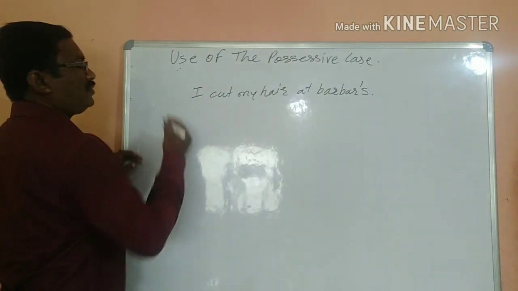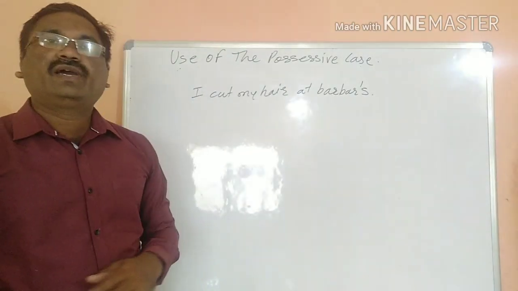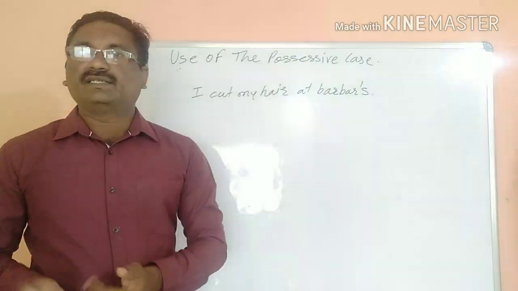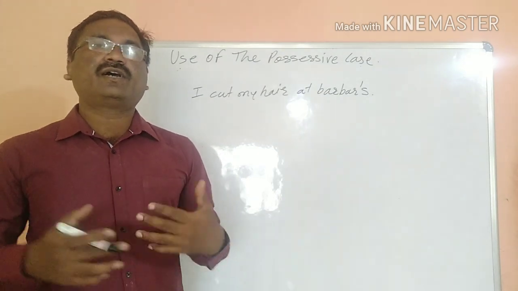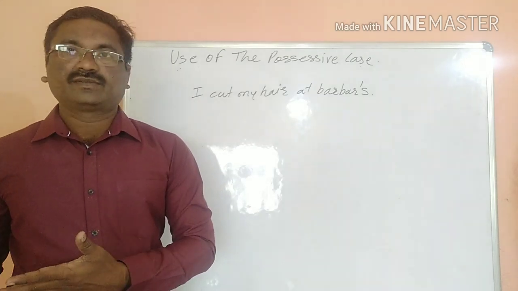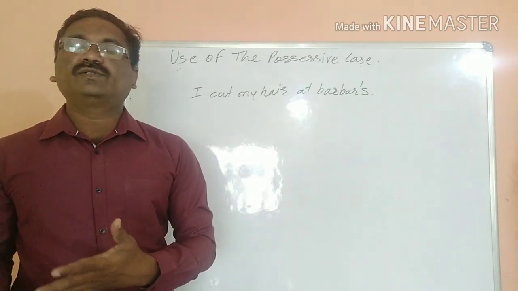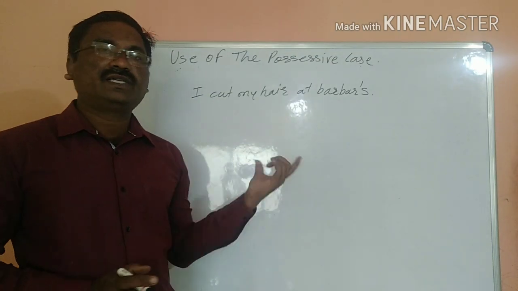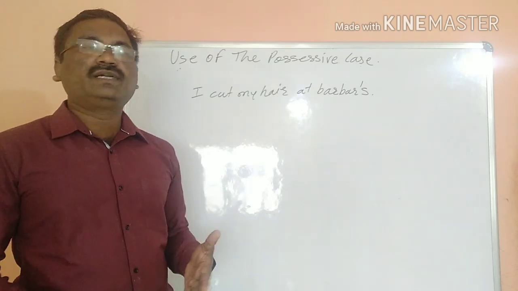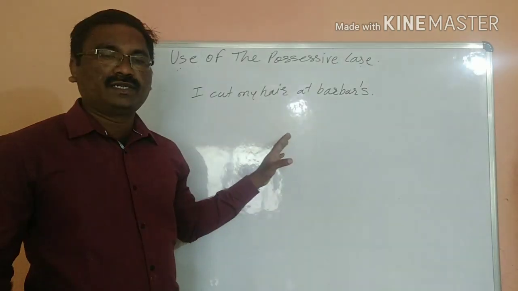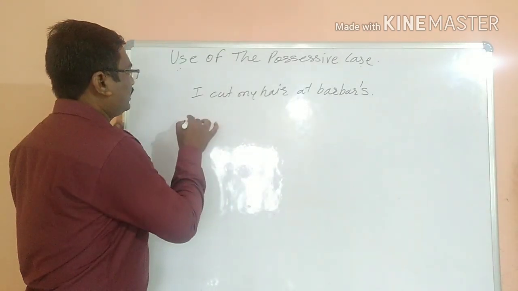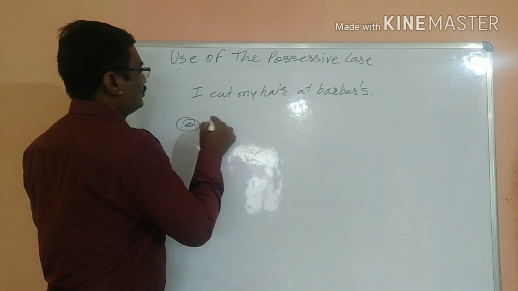Or somebody asks you, where were you yesterday? I was at my granny's. Granny's means what? Granny's house. I was at my granny's house. So you need not use the word house here. You can say, I was at my granny's. That we are using also, but rule-wise we are going to study. By using apostrophe s, we can write these sentences also.